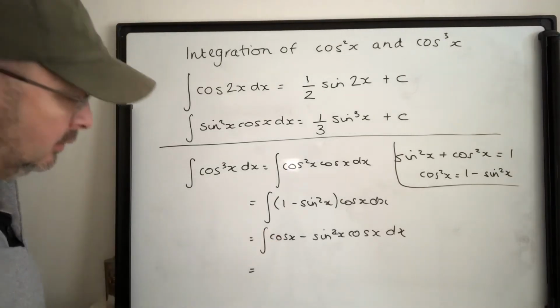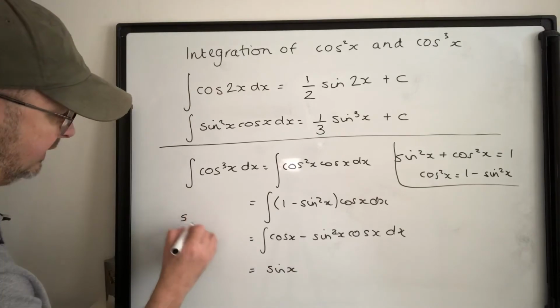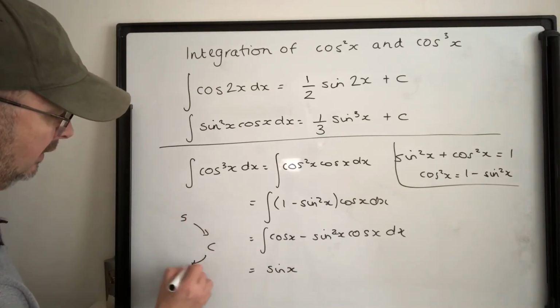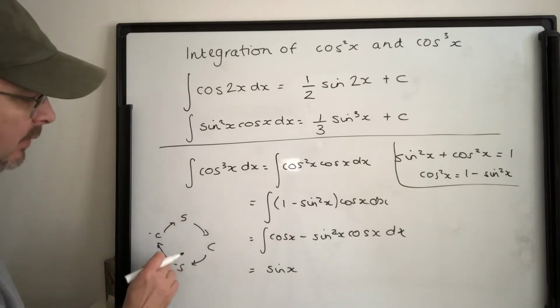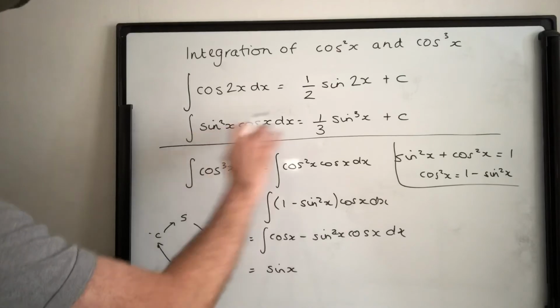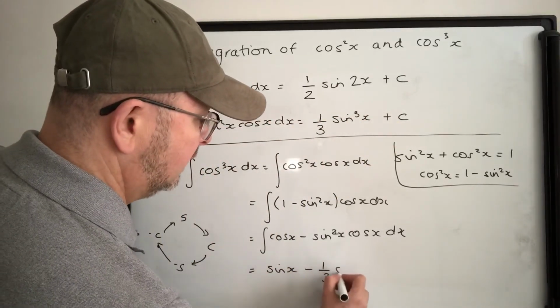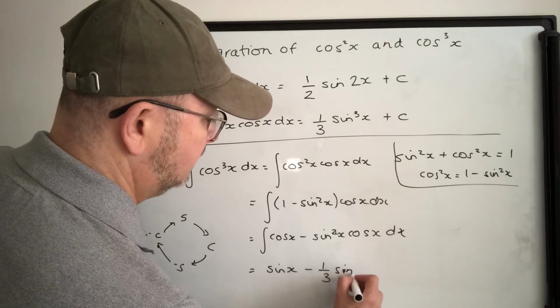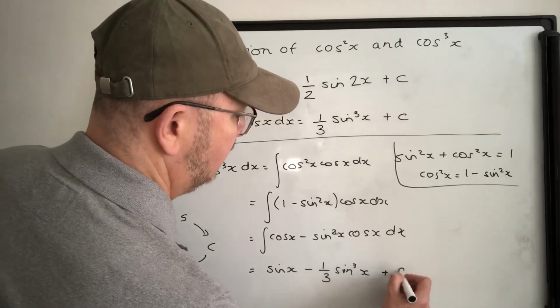So integrate cos x, you should know by now it's sine x. If you don't, remember the s to c minus s minus c. If you differentiate that way, integrate anticlockwise. And here, this integral comes into play, so we're going to get minus a third sine cubed x plus c.